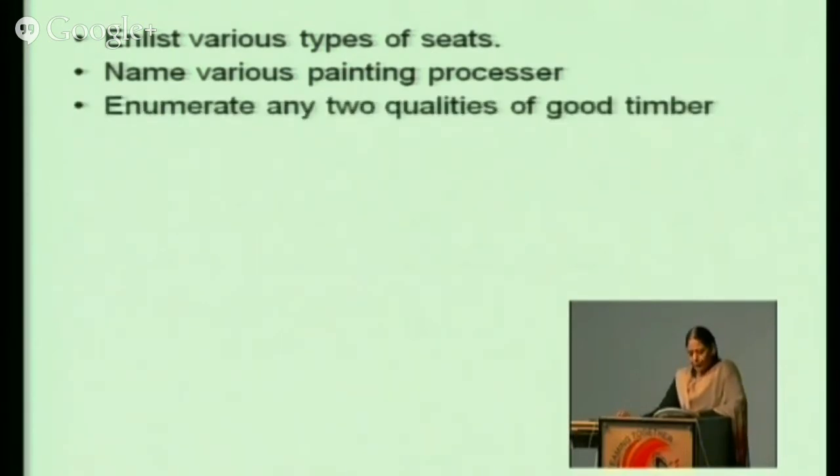Now, when you simply ask the student to enlist the names of various types of seats, it's again rote memorization. Or you ask the person to name various painting processes. It is processes, not processor. Enumerate any two qualities of good timber. Again, when you say enumerate, it is only remembering the names of those two qualities.